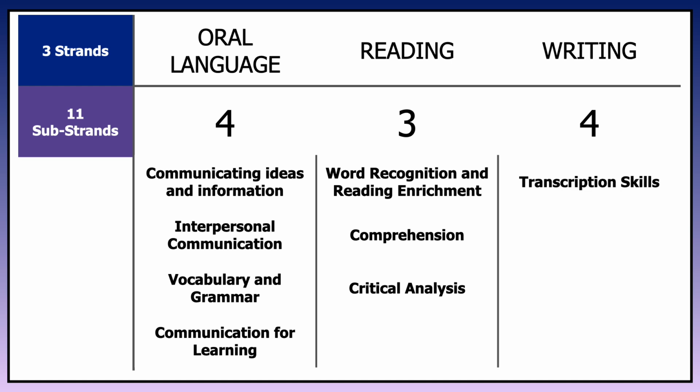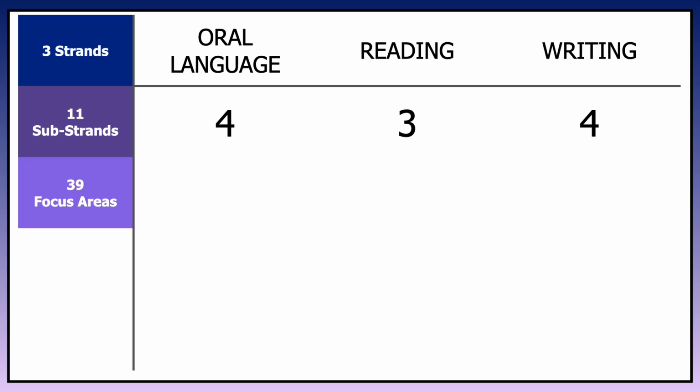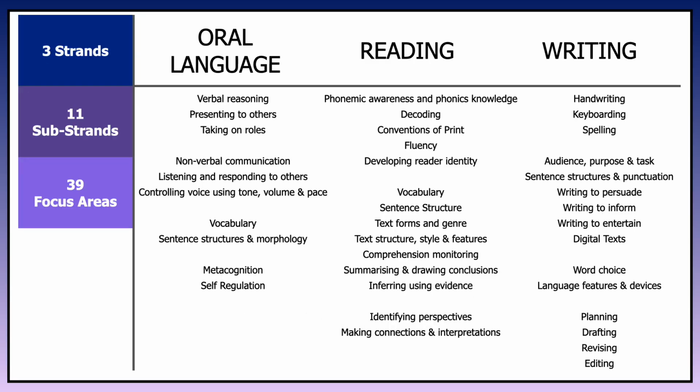And in writing, we have transcription skills, composition, writing craft, and writing processes. Now 11 is doable, right? But there's also another layer, and within each substrand there's different focus areas, and there's 39 of them in total. 10 focus areas for oral language, 14 for reading, and 15 for writing. Just pause the video on the next slide if you want to read all 39 focus areas.